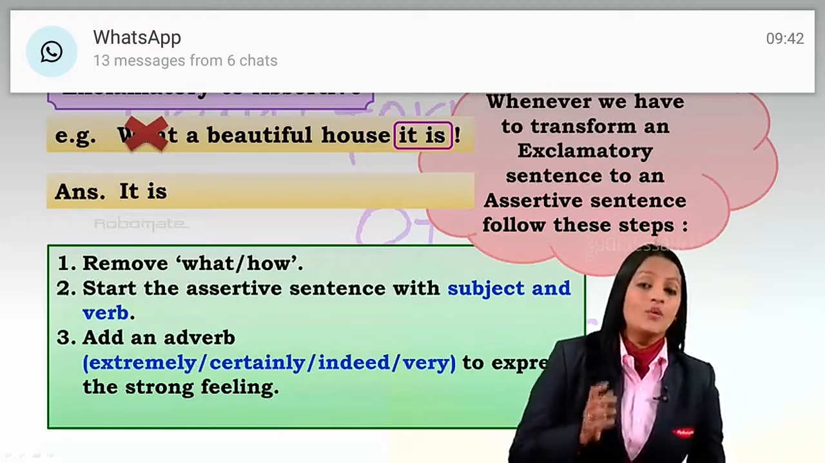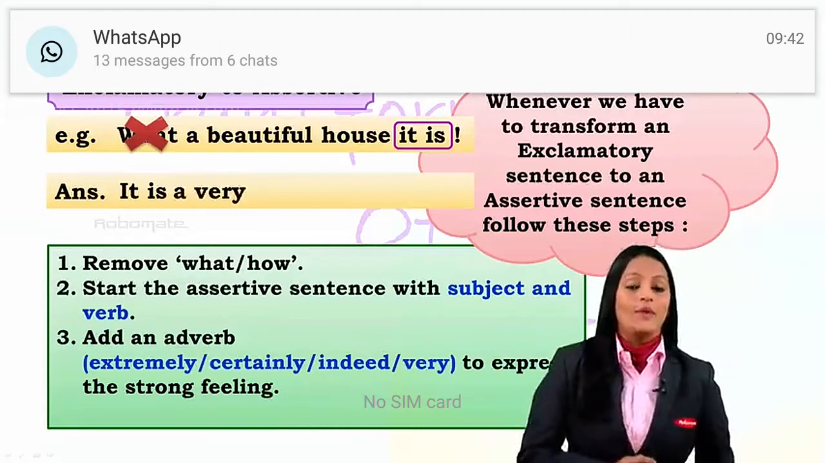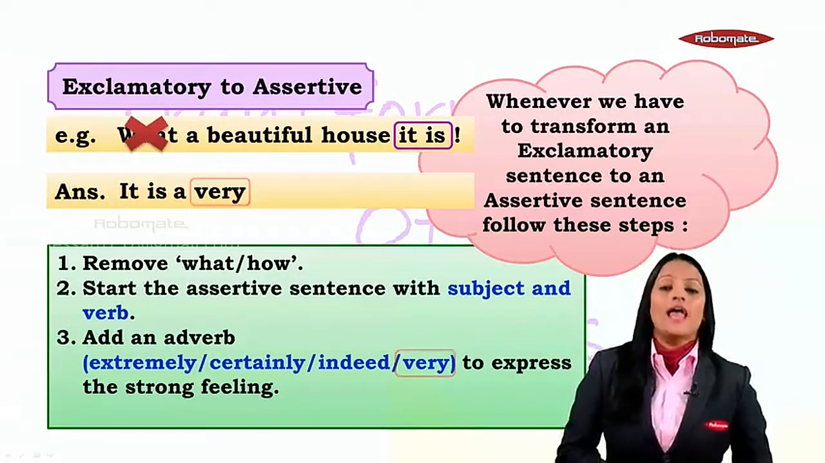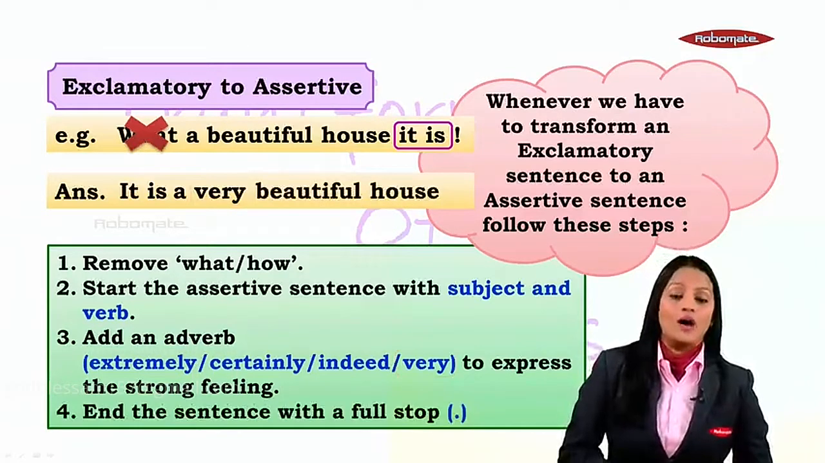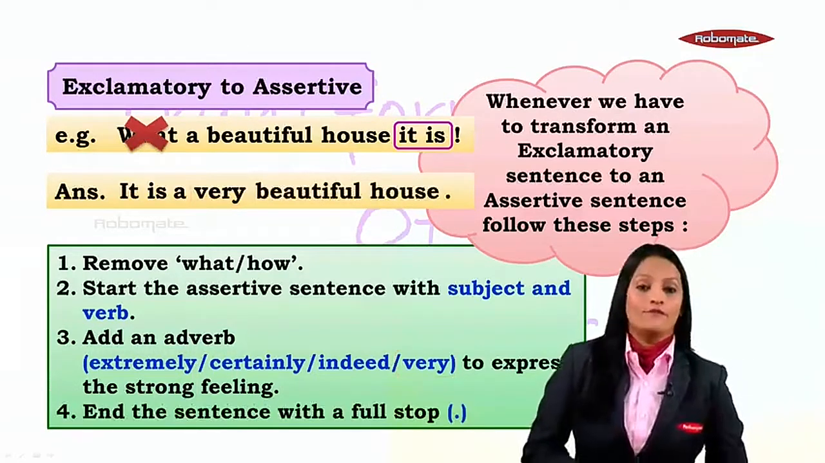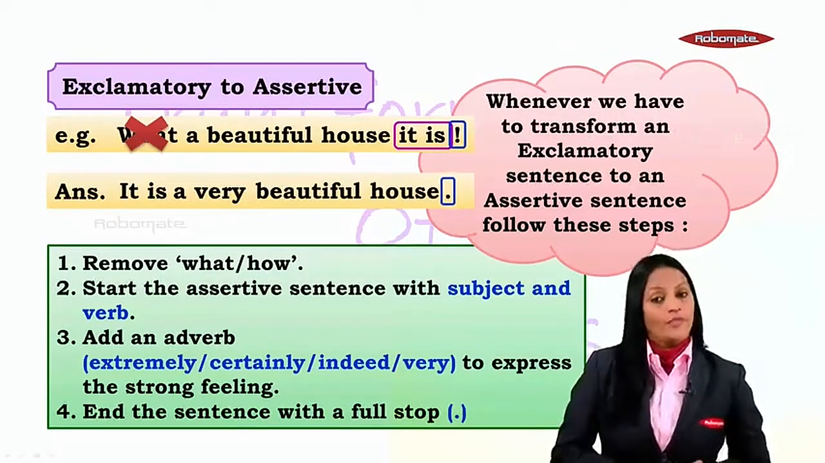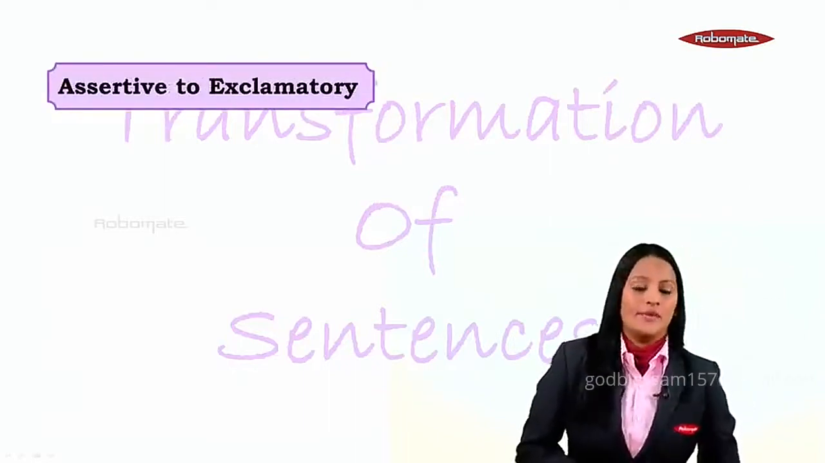Okay? Now, let's see. We will use very here. So, we have added an adverb. Of course, we will bring down the adjective as it is. And we will say it is a very beautiful house, ending with a full stop. So, the exclamatory mark changes into a full stop. Okay? Students, next one. Assertive to exclamatory.